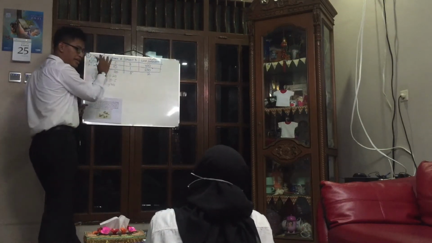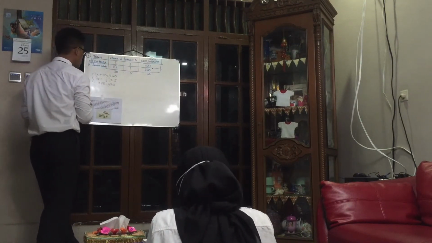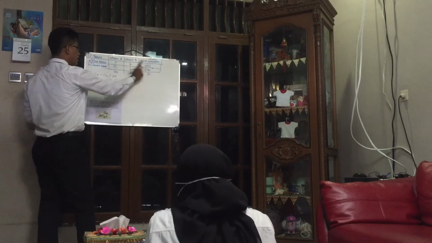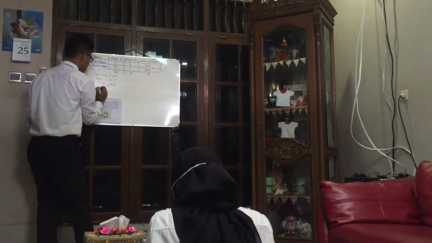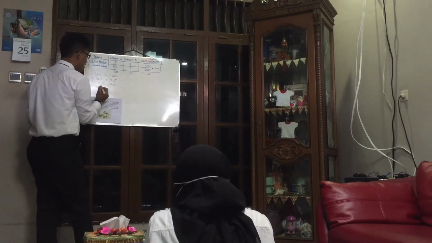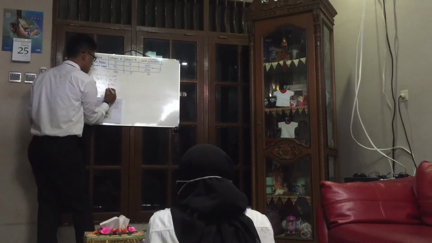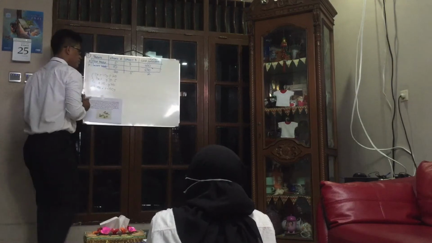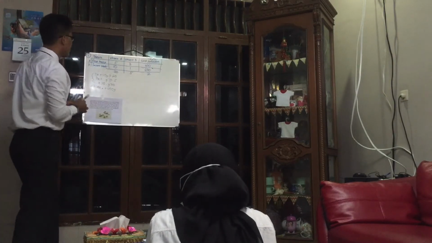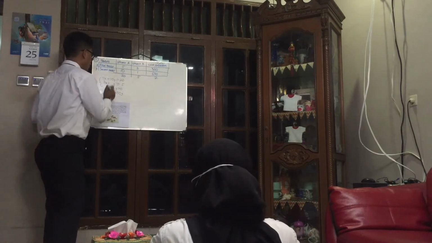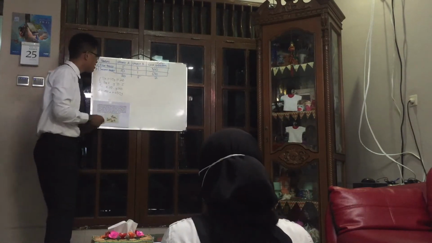This is all the constraints, and now we want to state the objective function. We have z equals 400x plus 600y. So this is the objective function. So the first step is all complete. We go to the next step, that is to make the graph for all the constraints.